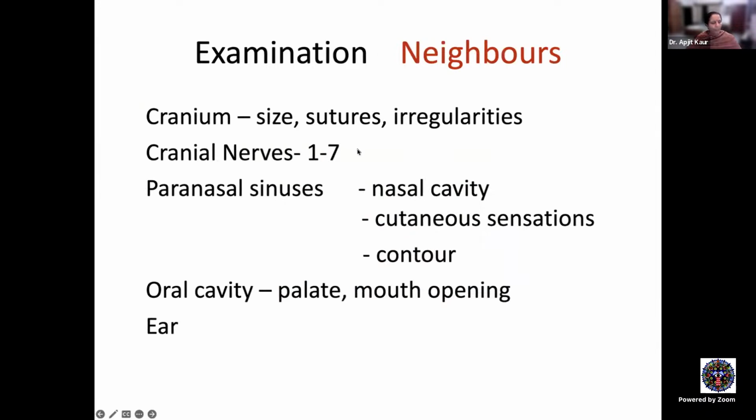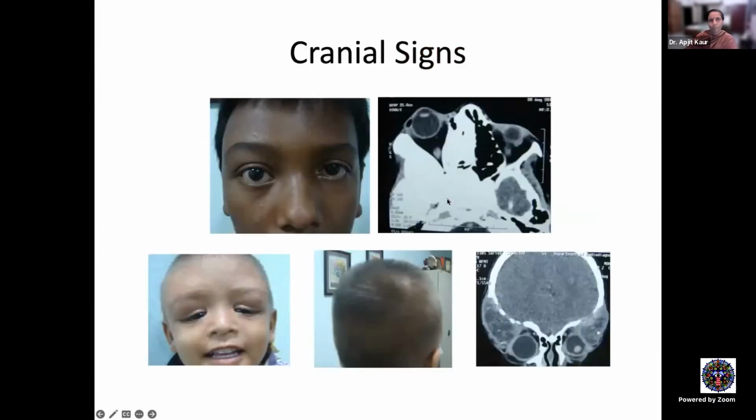Then you examine the neighbors. Who are the neighbors? The cranium. What do you see in the cranium? The size, the sutures, any irregularities. You test cranial nerves from 1 to 7. Paranasal sinuses, you see the nasal cavity, you see the cutaneous sensations, you see the contour. You check the oral cavity, the palate and the mouth opening, and you check the ear. All these are capable of giving rise to lesions in the orbit.